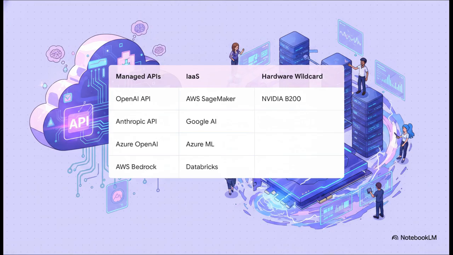The real deal here, our wildcard, is scoring NVIDIA B200 Blackwell clusters. With 192 gigs of VRAM and massive NVLink bandwidth, you strictly need this hardware to bypass the severe memory wall when training 100 billion parameter models.